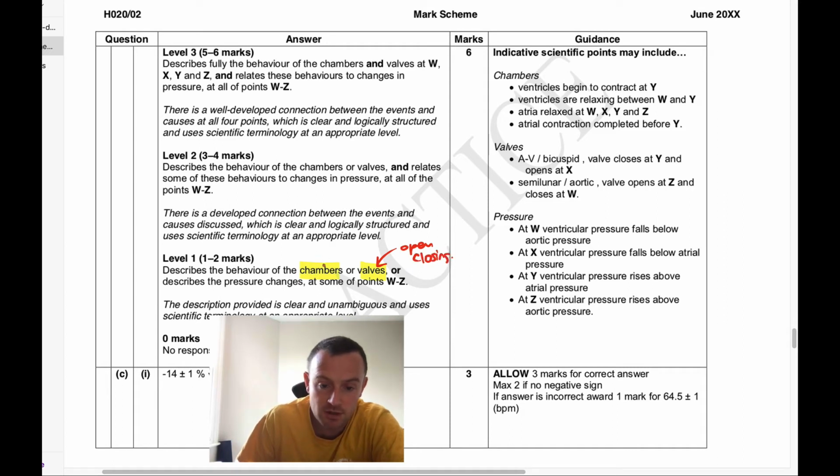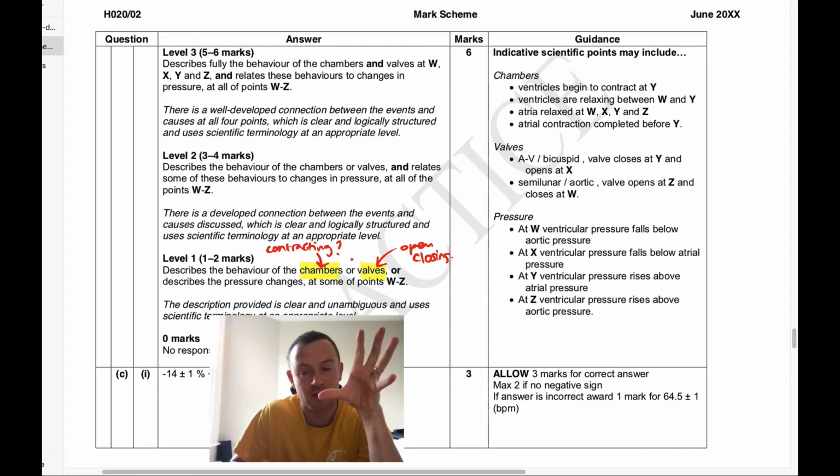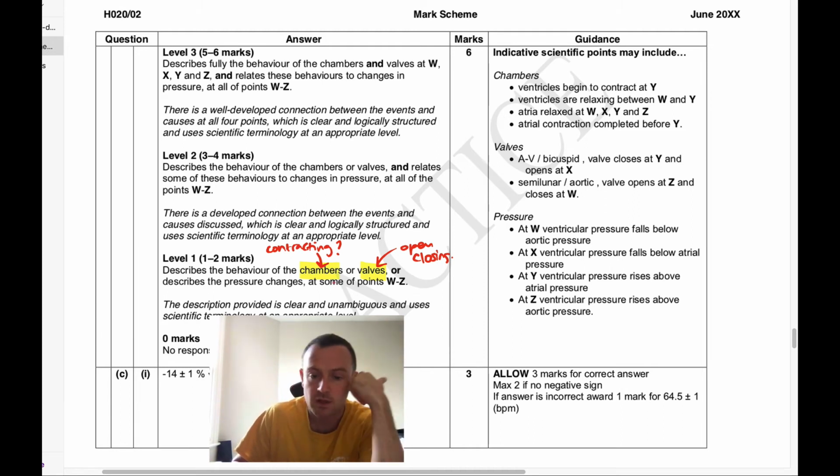And the chambers, that's the ventricles and the atria, are they contracting? I.e., are they in diastole? Sorry, diastole is the relaxing, or systole, which is the contracting. So are they doing atrial systole or ventricular systole, or the diastole? And you describe the pressure changes, like saying, is it increasing or decreasing at some of the points? Okay, so you haven't talked about all of them.